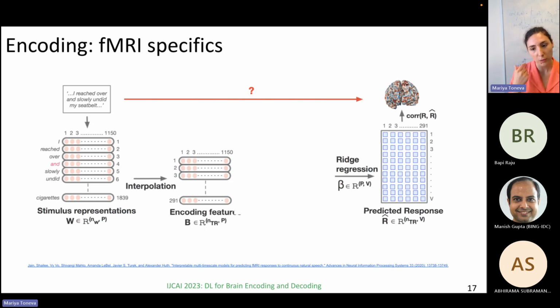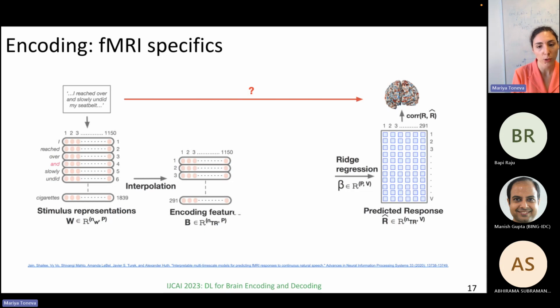So some of the faster methods can actually take images every second. And in that second, you hear, let's say, 4 or 5 words that were already said. And so the actual response that is measured by fMRI is some kind of function of all of these words that you have heard. So there are ways to actually account for this.